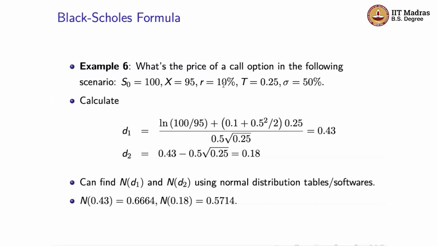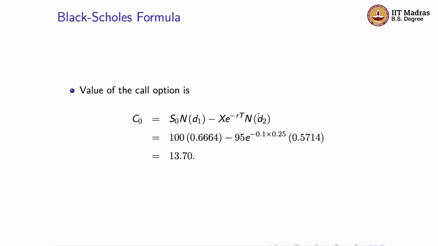So for example, you should not input R equal to 10 here, but 0.1, and sigma should not be 50, but 0.5, and T should be in years and so on. And then just systematically first evaluating D1, then D2 based on that. Then you calculate what N of D1 and N of D2 is, and then you are in a position to directly apply it to the call option, right? And this is what you end up getting.